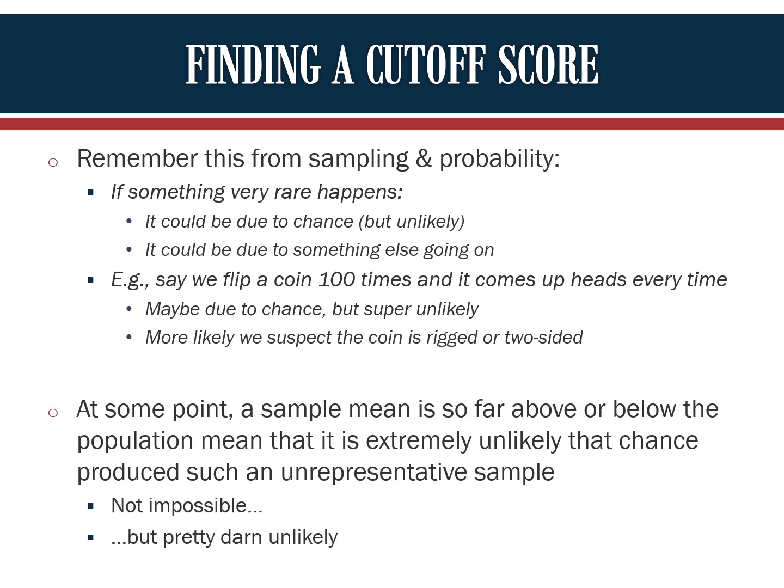The same idea applies to psych research as well. So at some point, a sample mean is so far above or below the population mean that it's extremely unlikely that chance produced such an unrepresentative sample. Now remember, it's not impossible. Stats is all about probability. It's always possible that we have a very different score just by chance alone. So not impossible, but incredibly unlikely. Just like our example of flipping a coin 100 times and getting heads, it could happen due to chance, but way more likely something else is going on. That's the same logic that we're going to use when we're doing psych research.